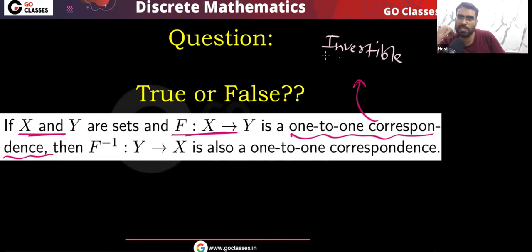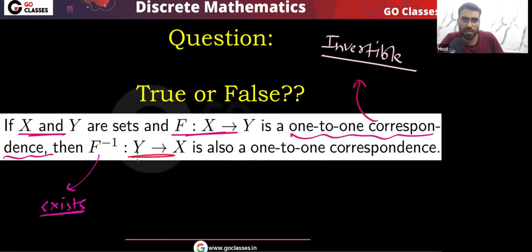It simply means this is invertible. Now tell me, F inverse exists, right? Now F inverse is also a one-to-one correspondence. Is this true? Yes, this is true.